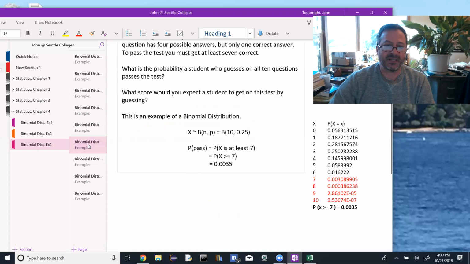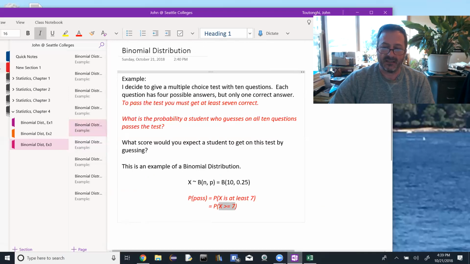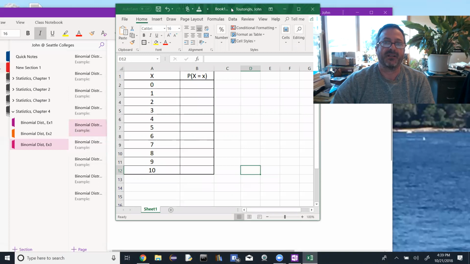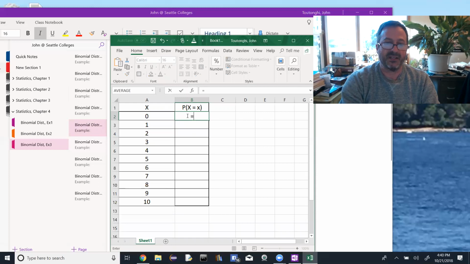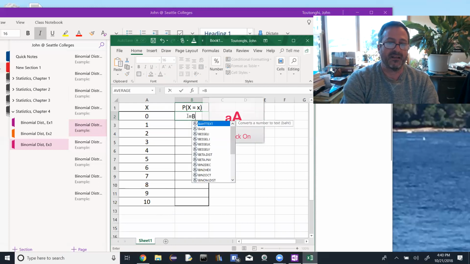Here's where I would jump over to Excel and do that. I set up my table already. The values that X can take on, I have to put those in correctly or I'm going to be in trouble. So I just started with 0 and then went down to 1. If you want to continue that pattern, you can grab 0 and 1 and drag them down to 10. So my choices for X are 0 correct, 1 correct, 2 correct, all the way up to 10 correct. The probabilities we set up by using the binomial distribution.